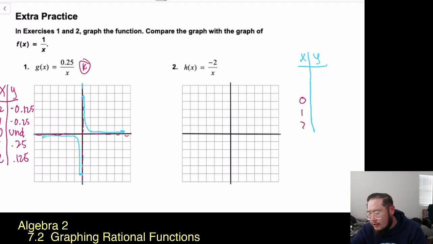You plug in 0, we end up with undefined, right? Negative 2 divided by 0 is undefined. Plug in 1, we got negative 2. Plug in 2, there's negative 1. And then we have ourselves negative 2 and 1. So those are our points. I'll go ahead and start once again. Let's draw the asymptotes. So I'll put a dotted line over the x and y axis.